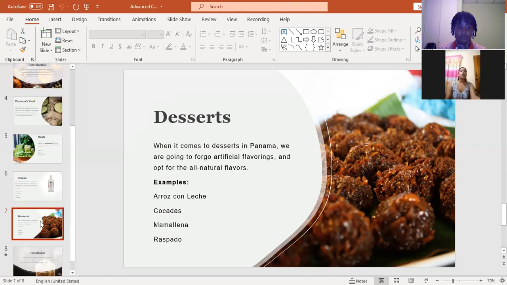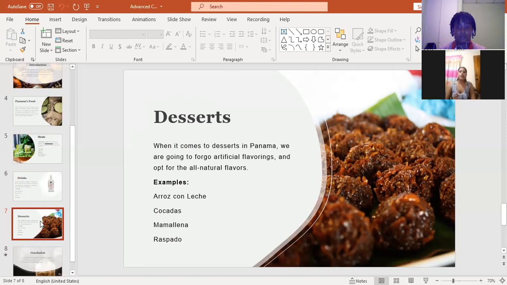Desserts. When it comes to desserts in Panama, we forgo the artificial flavoring and offer all natural flavors. One of the most popular or famous is the cocada. The favorite of Panamanian desserts, cocada is a delicious big-sized coconut cookie made with sweetened and condensed milk and usually served at room temperature. Another example of dessert is huevitos de leche, or milk eggs, one of Panama's most adored candy treats. Essentially, a simple explanation: huevitos de leche are Panamanian milk candies.